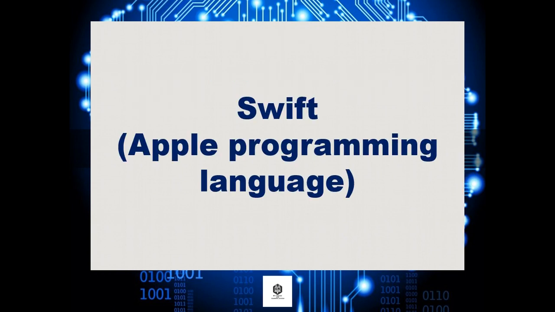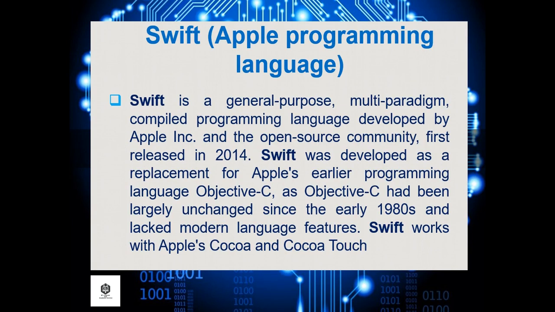Swift, Apple programming language. Swift is a general-purpose multi-paradigm compiled programming language developed by Apple Corporation and the open source community, first released in 2014. Swift was developed as a replacement for Apple's earlier programming language, Objective-C, as Objective-C had been largely unchanged since the early 1980s and lacked modern language features.